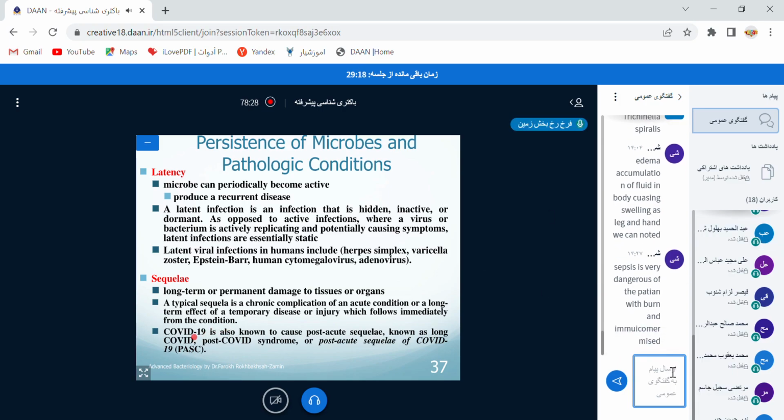Like COVID-19, it is also known to cause post-acute sequelae known as long COVID, post-COVID syndrome, or post-acute sequelae of COVID-19. When for a long time COVID-19 is working in our body, it can attack our lung, our kidney, our heart, our brain. So there is damage to our tissues and our organs. Okay?